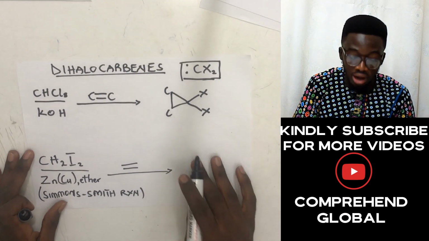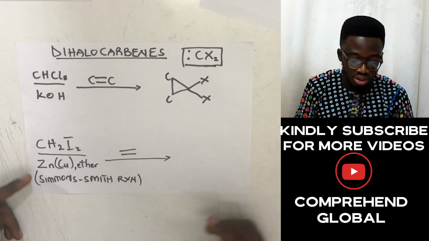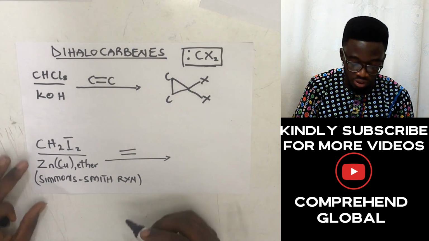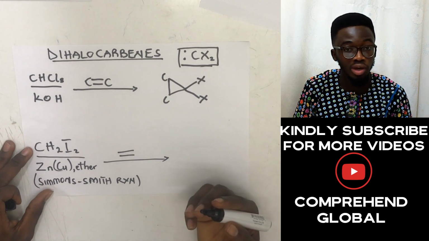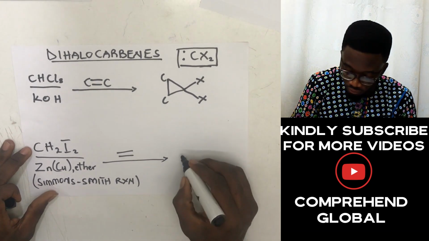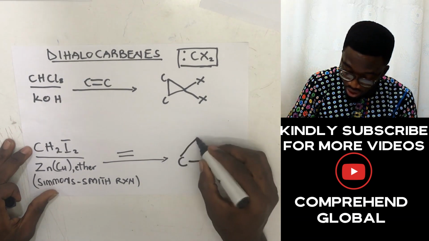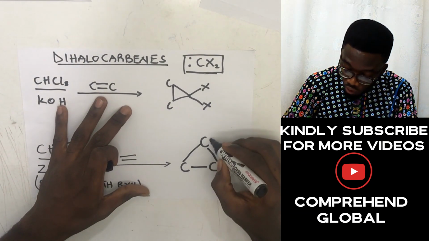Now we also have another one over here, a diiodomethane. Diiodomethane in the presence of zinc copper in ether is called the Simmons-Smith reaction. In this one, there is also a formation of a cyclopropane. So we have this C and then the C, then a cyclopropane will be formed.